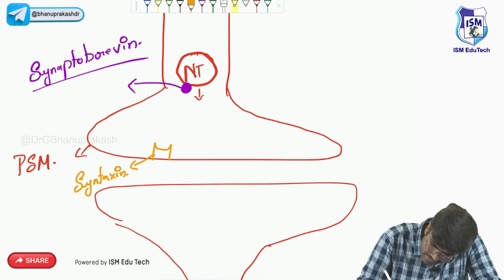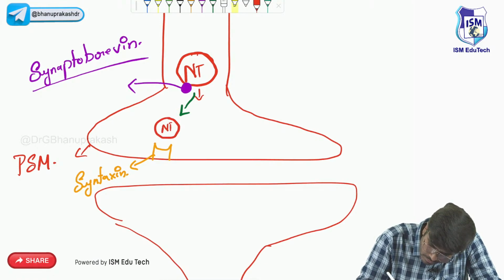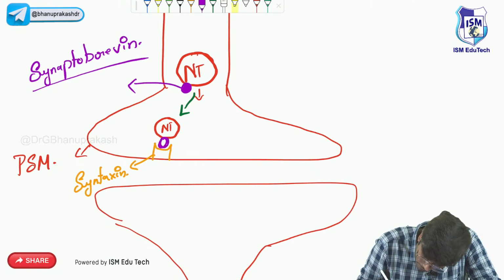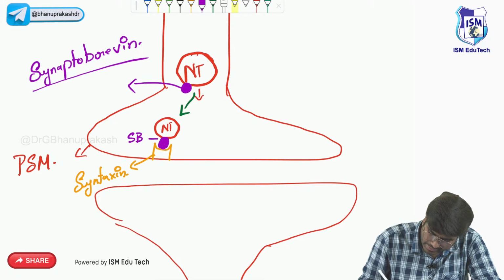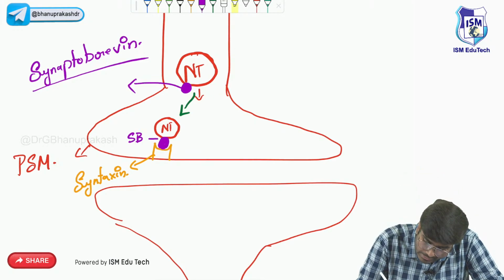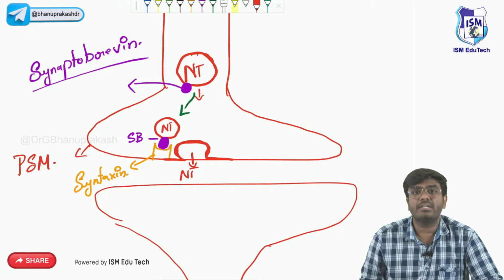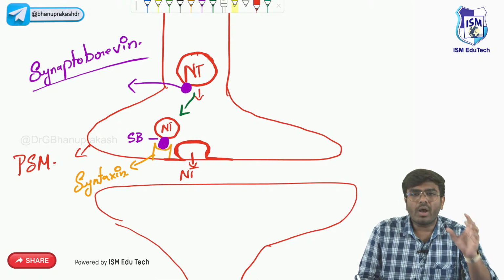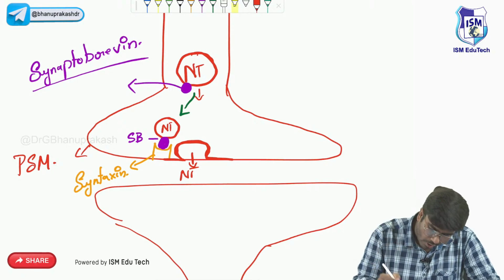Now this vesicle will move like this, and what will happen? Now the synaptobrevin is going to come and attach to the syntaxin. Synaptobrevin and syntaxin are going to fuse. Only then will this vesicular membrane fuse with the presynaptic membrane, and the neurotransmitter is released into the synapse. So what I am saying, this is cell vomiting, right? It's exocytosis, right? So what is the important protein involved here?